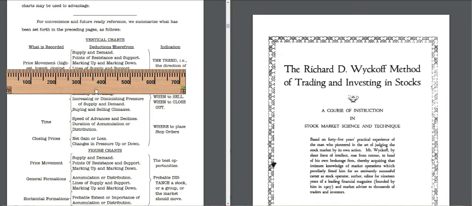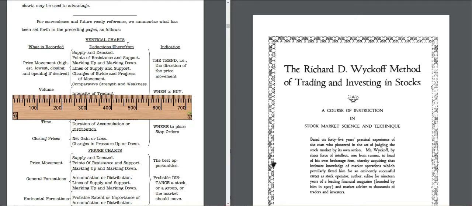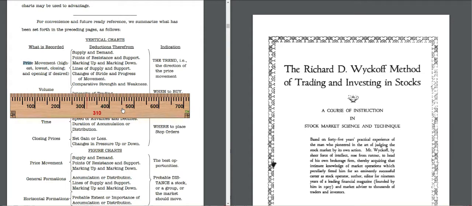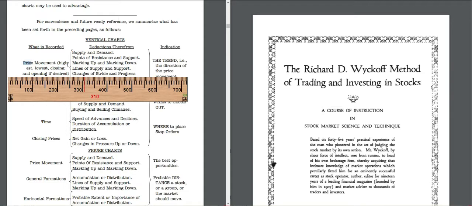Alright, so what is recorded? Vertical charts, what do they do? This table here tells you what chart you use and why you use it, so what is recorded, what you figure out, and what it indicates. So what is a vertical chart? It's a bar chart, or an open-high-low-close chart. It has price movement: high, low, close. Why is that important? Obviously the high, low, close and the range are very important, because they can identify whether activity is increasing, decreasing, dull, etc.